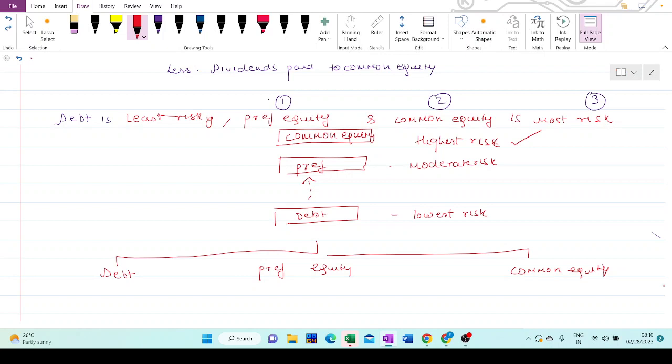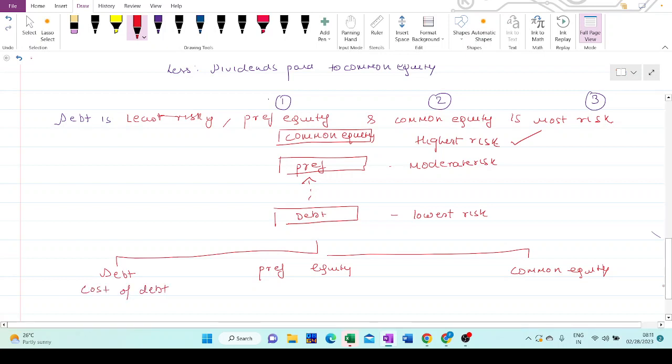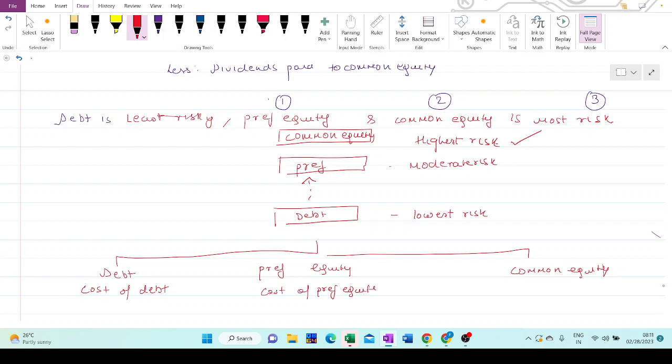So what the company needs to pay to its debt holders is a cost to the company and is known as cost of debt. What the company needs to pay to its preferred equity shareholders is again a cost to the company and is known as cost of preferred equity. And what the company needs to pay its common equity shareholders is known as cost of common equity.